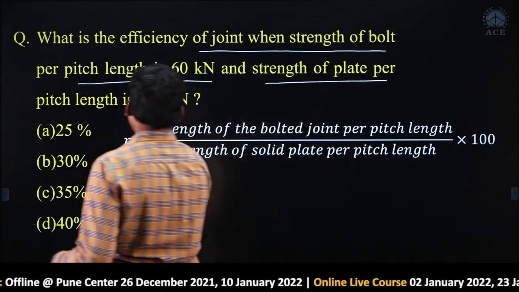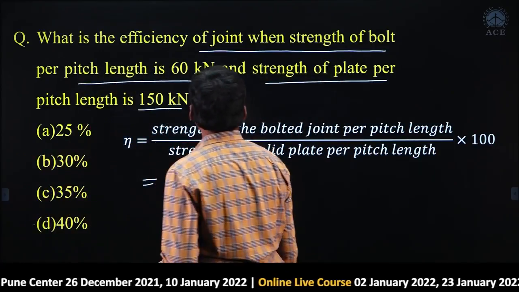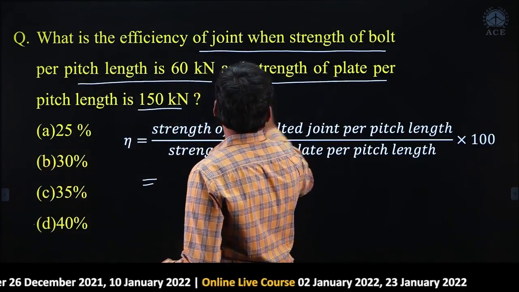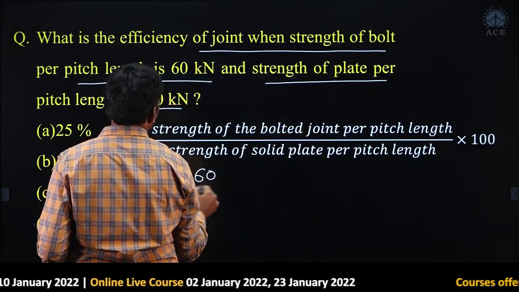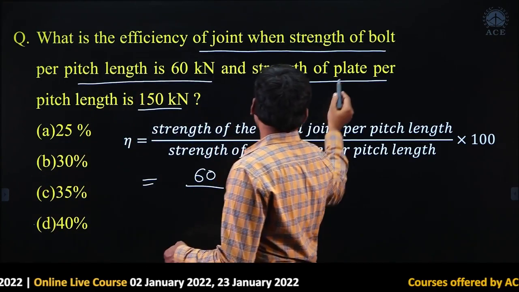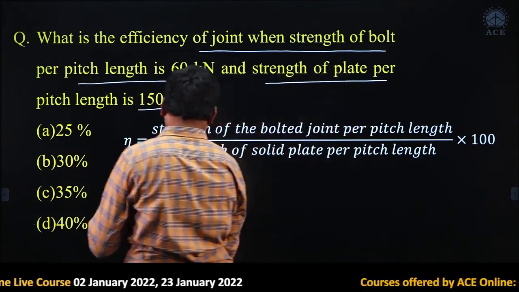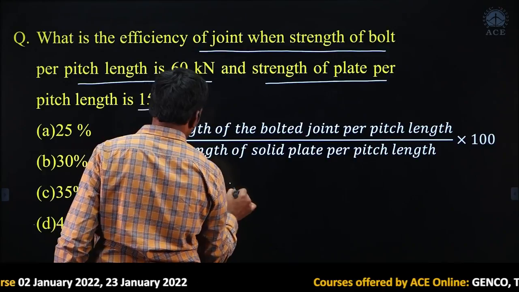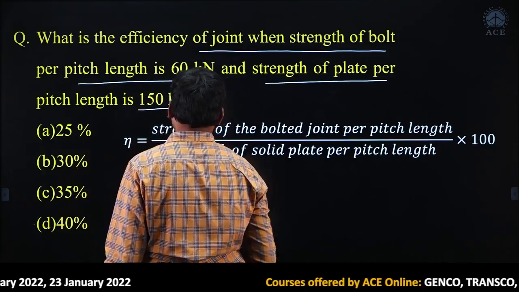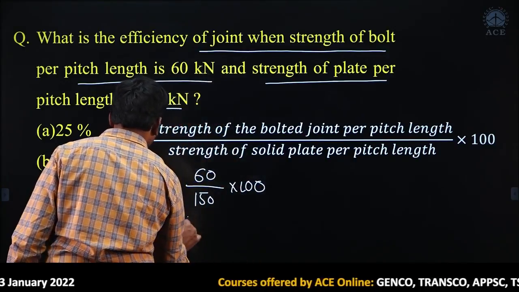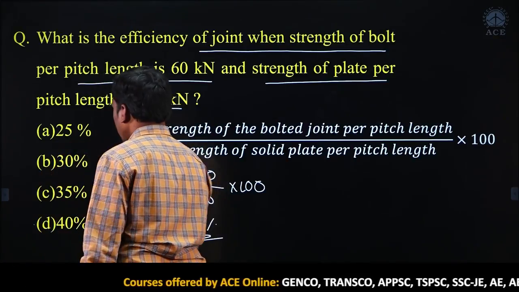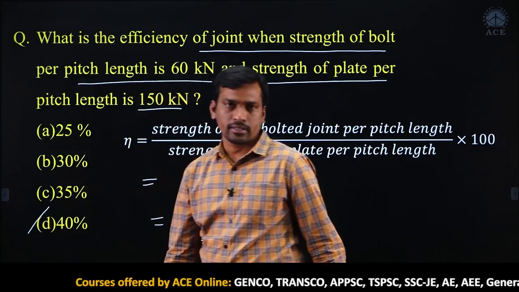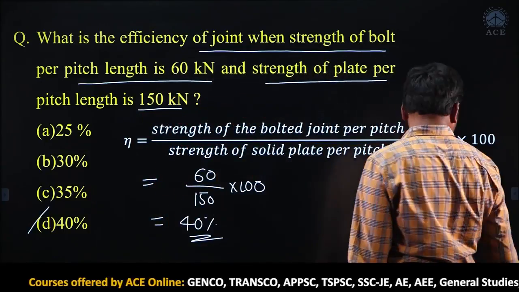In the question, the strength of bolted joint, that is strength of bolt per pitch length, is given as 60. And the strength of plate is given as 150, into 100. If you solve this, you will get 40%. Then option D is correct. Please note down.